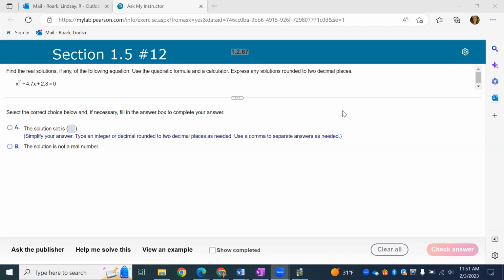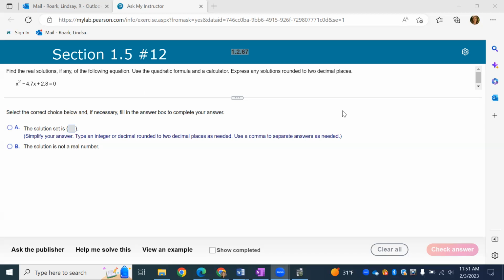This question is question number 12 from my math lab, so you might have the same question or something similar. This question says, find the real solutions, if any, of the following equation. Use the quadratic formula and a calculator. Express any solutions rounded to 2 decimal places.